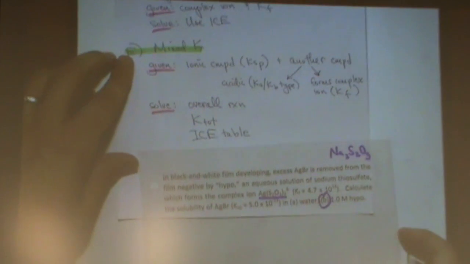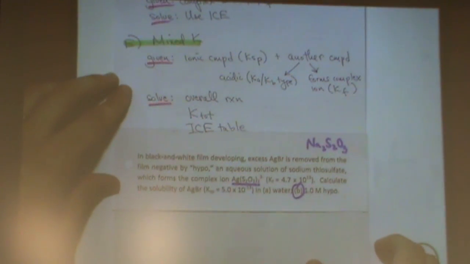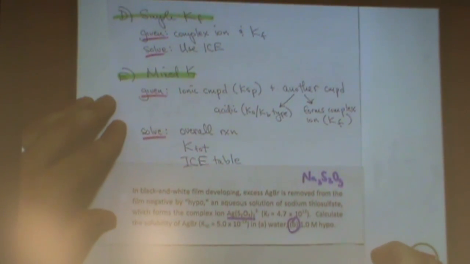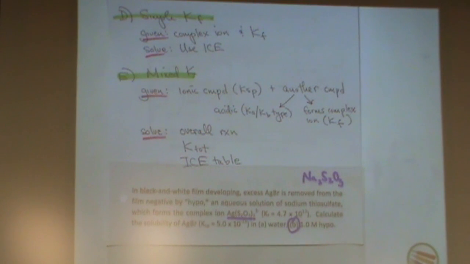One that I did in class is part B of this one from class. Notice I have AgBr, there's my first compound. It's an ionic compound, Ksp kind of compound. And then I add thiosulfate. That's not common, that's not in silver bromide. So it's a second type of ion. And notice that Kf is given, so this is a classic part E.